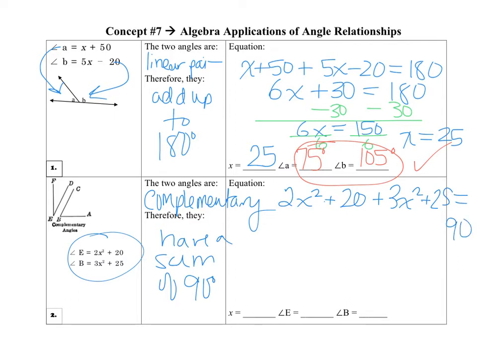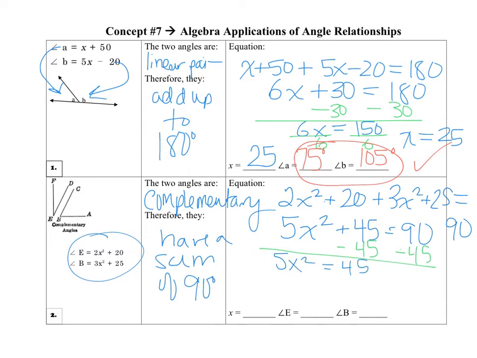You might notice we have a quadratic equation here because we have x squared. So we get good practice of solving a quadratic. We're going to combine our like terms, add the constants, and let's start isolating x squared. So we're going to subtract 45. 5x squared equals 45. Divide by 5. x squared is 9.